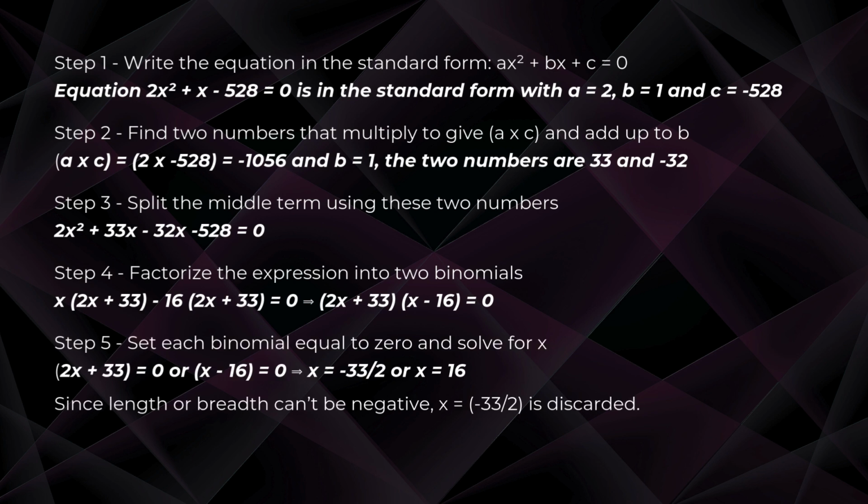Since length or breadth can't be negative, we can ignore x equal to minus 33 by 2. Therefore, we get x equal to 16 meters, which is the breadth, and 2x plus 1 equal to 33 meters, which is the length.